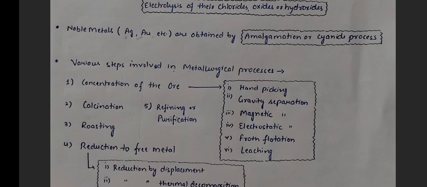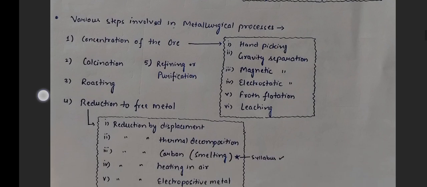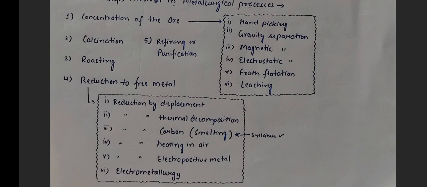Next are various steps involved in metallurgical processes. First is concentration of the ore, which is done by hand picking, gravity separation, magnetic separation, electrostatic separation, froth flotation method, and leaching. Next one is calcination, third one is roasting, fourth one is reduction to free metals like reduction by displacement, reduction by thermal decomposition, reduction by carbon that is known as smelting, reduction by heating in air, reduction by electropositive metal, and electrometallurgy. And the fifth one is refining or purification.